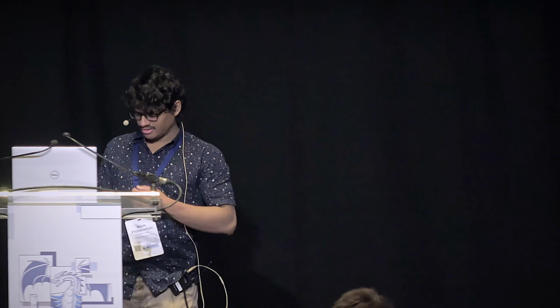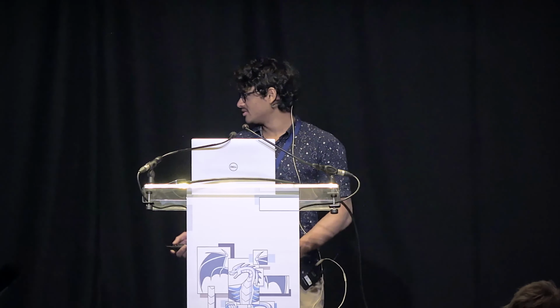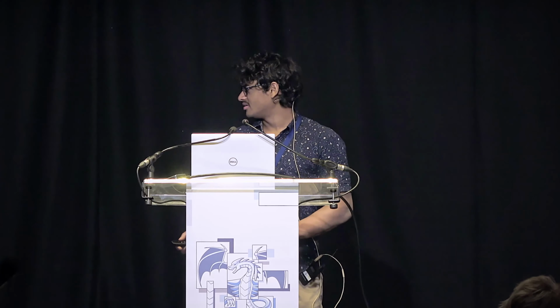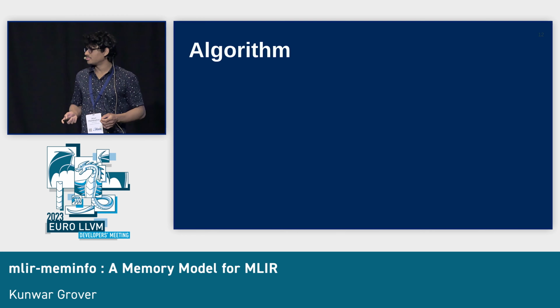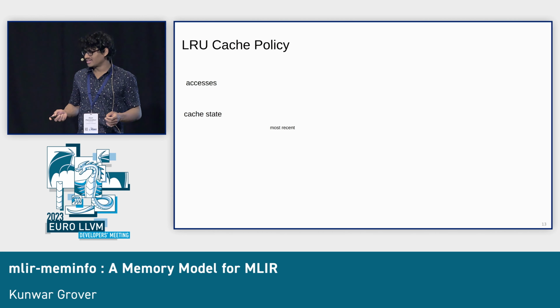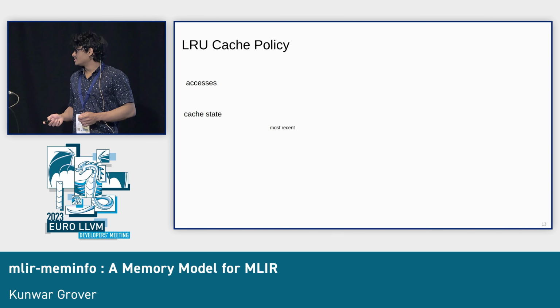Thanks, Kunwar. Before we go into the details of the algorithm, we should first understand how the caches that we're modeling actually work. Our MLR Mem Info models LRU caches, which are caches that have a least recently used replacement policy. So let's see what that actually means. Let's say we have a stream of accesses coming in. Initially, the cache is empty. And then you access a location A, a B, and a C.